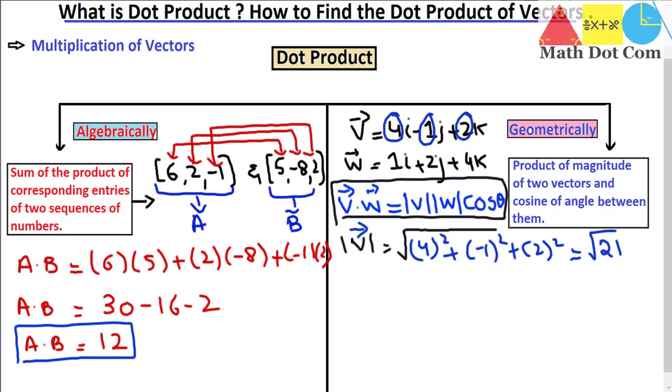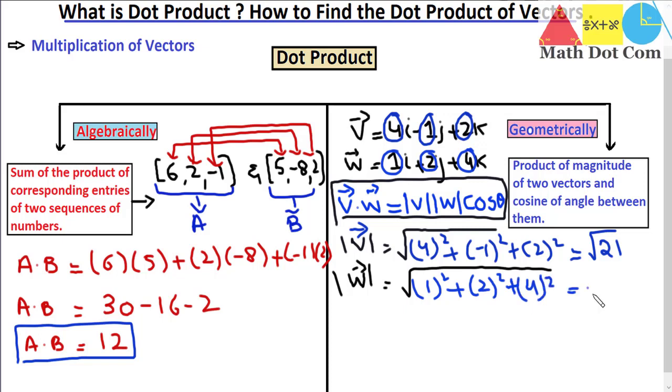Now we will find the magnitude of the vector w. We will find it in the same manner by taking the square of the components of the vector. So the components are 1 squared, plus 2 squared, plus 4 squared. So what we will get is under root 21. So the magnitude of both of these two vectors is the same.